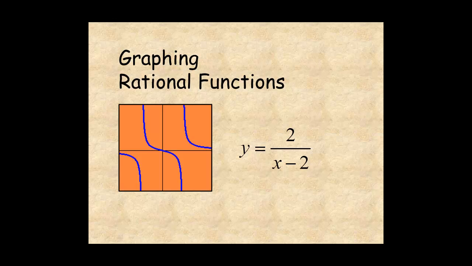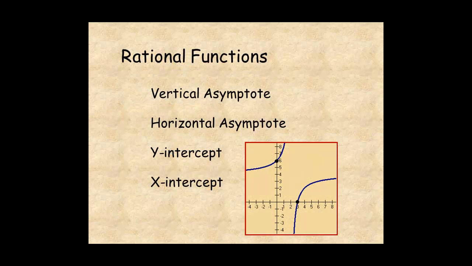This lesson shows how to graph the rational function 2 over x minus 2. In previous lessons, you've learned about the four important parts of rational functions. The vertical asymptote is a vertical line where the function is not defined. The graph curves up or down as it approaches its VA.